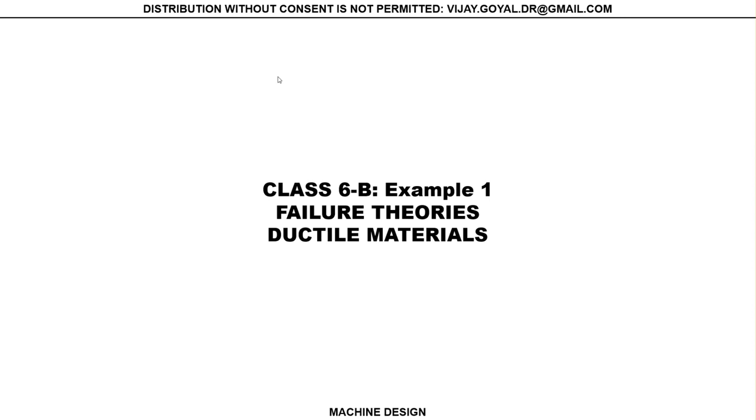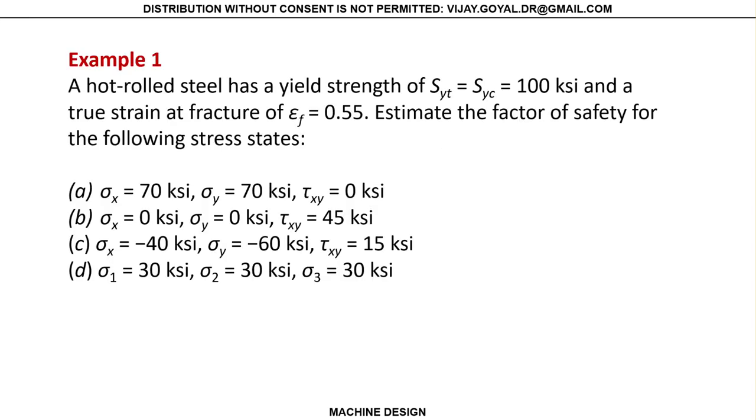We will do 2 or 3 examples to better understand the failure theories for ductile materials. So let's start with example number 1. I'm going to heavily use my MATLAB code and show you how it actually works in detail. Okay, let's consider the case of a hot rolled steel.